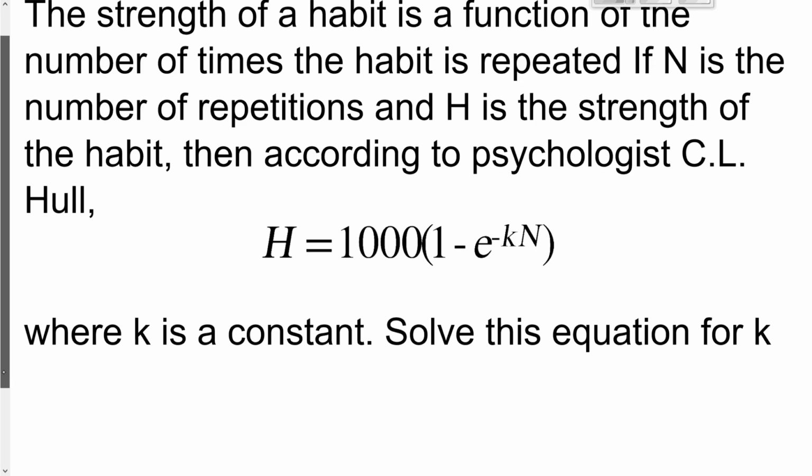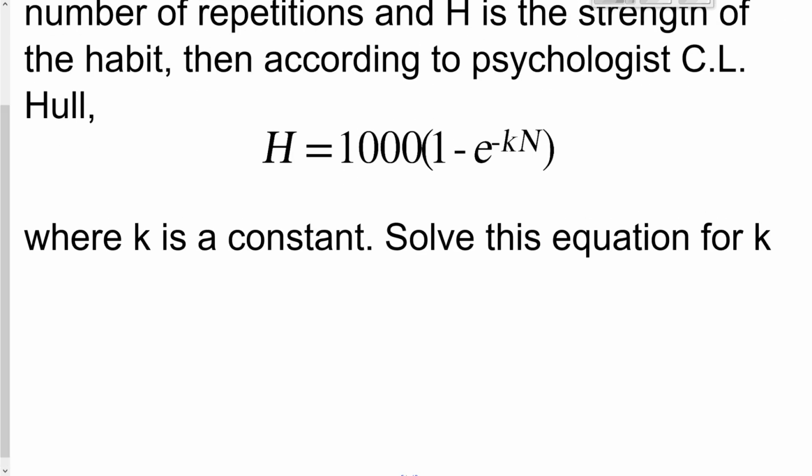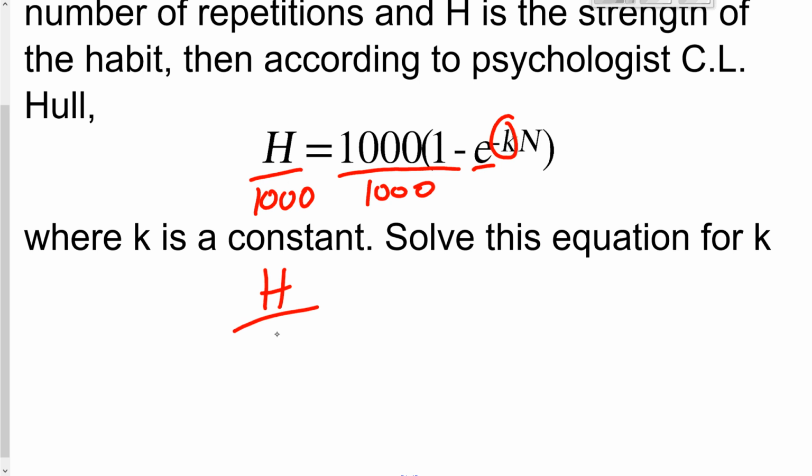So we take this equation, and we want to get this k by itself, and a positive k. So first of all, we need to get this base e by itself first, right? So we're going to divide by 1,000 on both sides. So we have h over 1,000 is equal to 1 minus e to the minus kn. N is the number of repetitions.